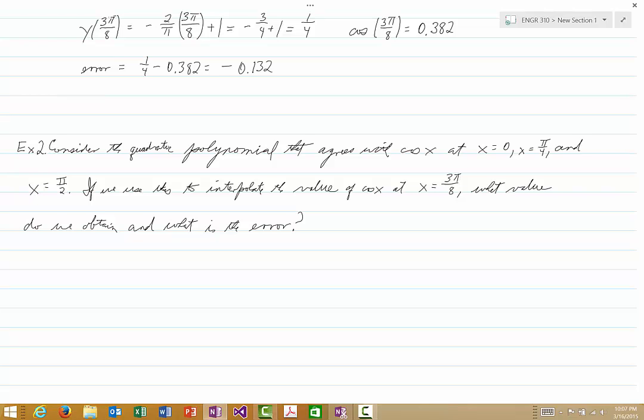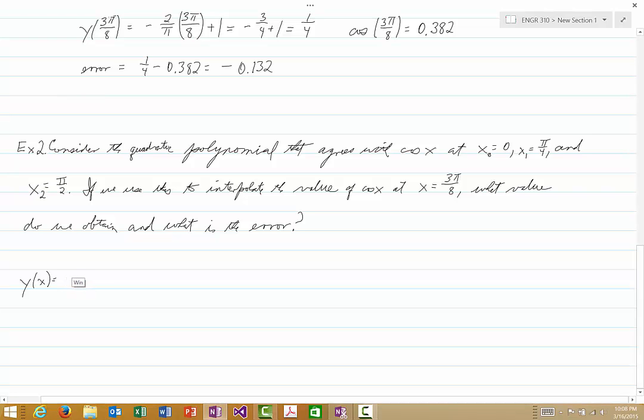Now, since it's quadratic, we now want this kind of expression. Remember, a quadratic means it will be of degree 2 in x. But once again, we want this interpolating polynomial to agree with cosine x at all the points given. Now we'll call the 3 points given x0, x1, and x2. Just as previously we called it x0 and x1, now that we have 3 points, we'll call it x0, x1, and x2.